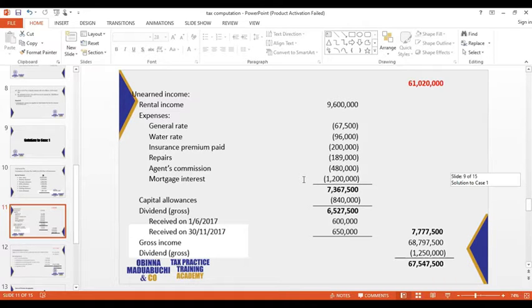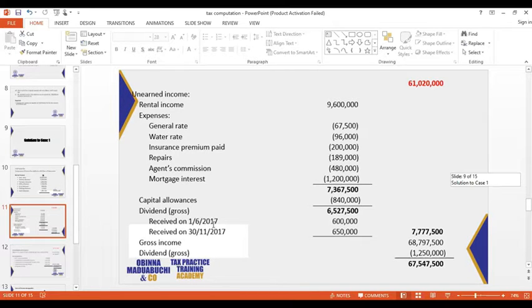It's not the dividend you received in 2018 you're going to consider. It will be the dividend you received in 2017, because 2018 is the year of assessment and it's still going on. It could be that another dividend can come in. So for 2018, it's the 2017 dividend that I'm going to consider.